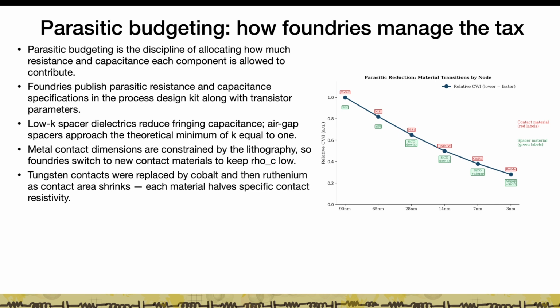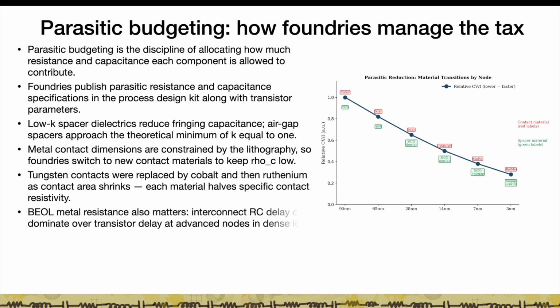Contact metal transitions from tungsten to cobalt to ruthenium are each driven by specific contact resistivity targets that the previous material could not meet at the contact areas. Spacer transitions from silicon nitride to SiCO to air gap are each driven by fringing capacitance budgets. These aren't material science curiosity projects. They are engineering responses to specific parasitic targets in specific nodes.